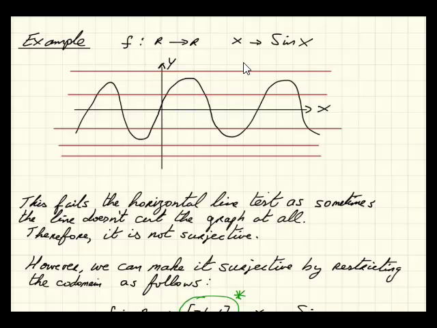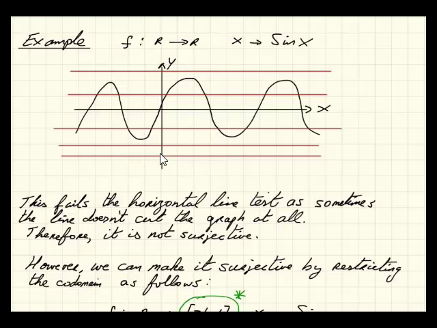Sometimes a function starts off not being surjective, but we can make it surjective by adjusting the codomain. And here's an example. The graph of sine x is this wave graph here. If you look at the horizontal line test, it fails up here, for example, at the top and at the bottom of the graph, because it doesn't cut at all. It's supposed to cut at least once for surjective.